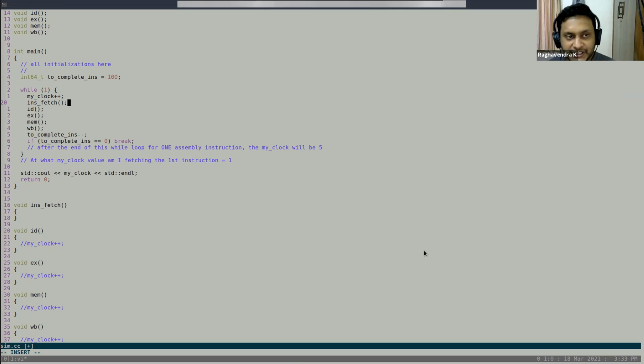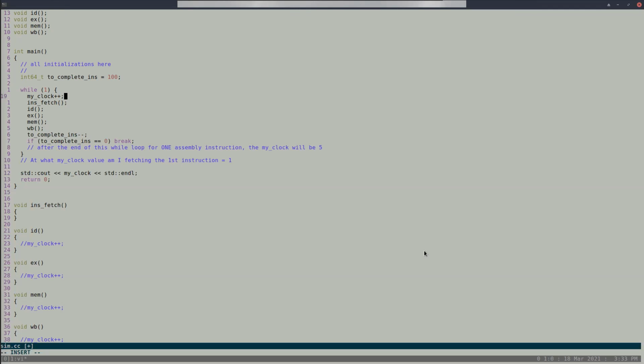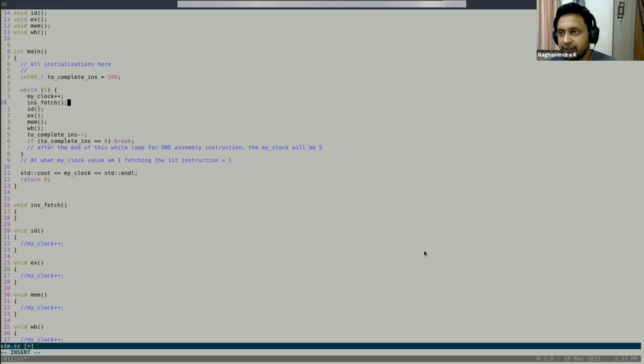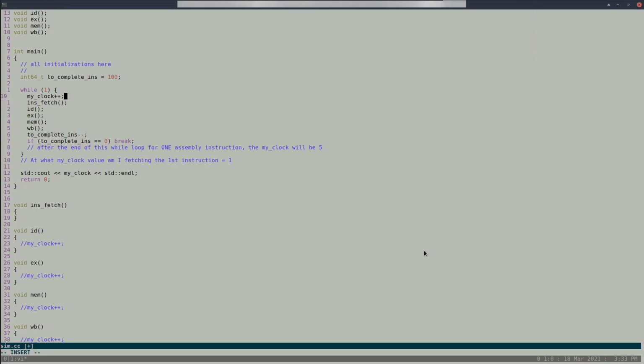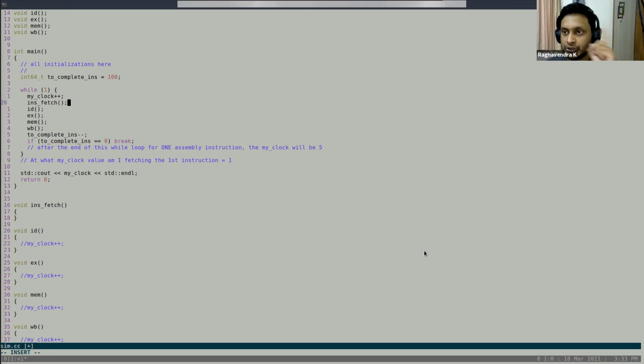When this function is called, what is the global variable value of my clock? 0? No, not 0, it's 1, right? My clock plus, you have done here. After that you are calling this function. There is no parallelism, don't worry about parallelism. After 0, this has been incremented to 1 here. Now you are calling instruction fetch.